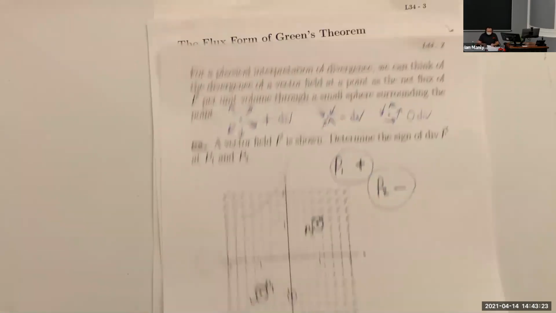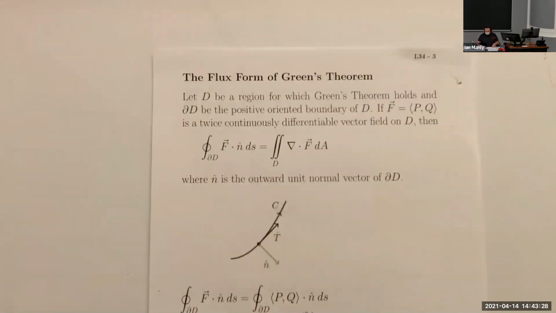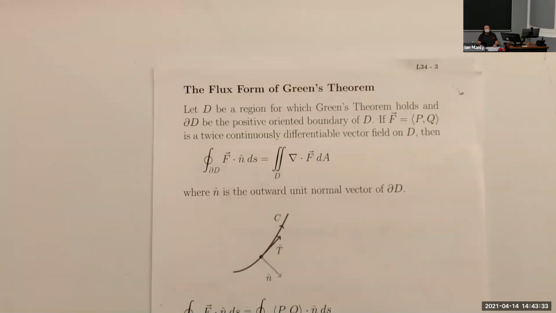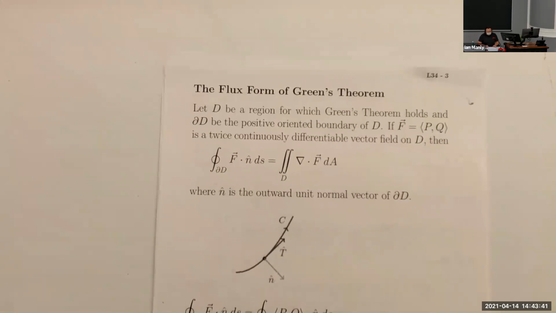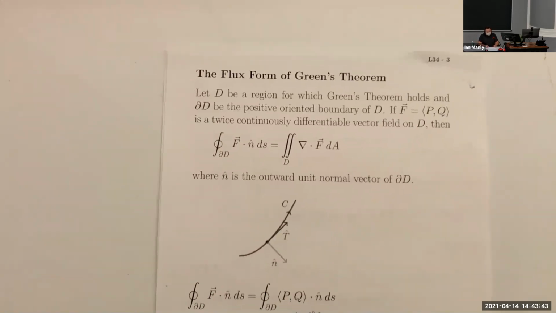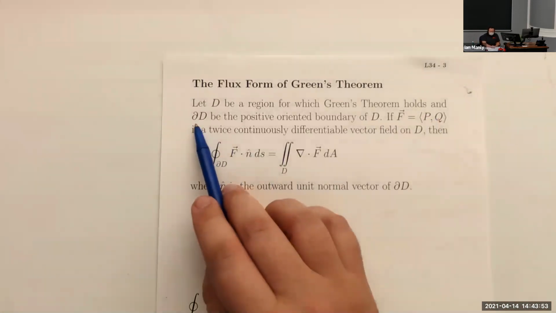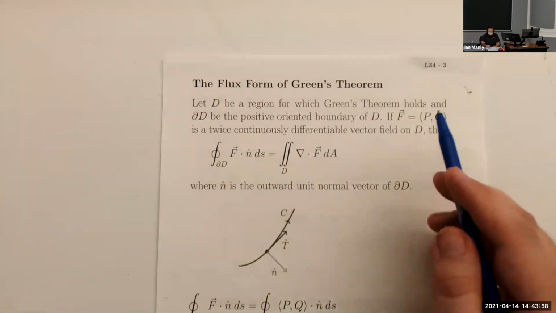All right, I think we should have just enough time to take a look at the next page here. So this has to do with flux. It seems like divergence has a strong relationship with flux, or how much arrows come in and out of a certain region. So this is going to enable us to get a different version of Green's theorem. Suppose D is a region for which Green's theorem holds, meaning it's simply connected, all of those kinds of things, and the boundary of D is a positively oriented boundary in the way we discussed in the previous lesson.